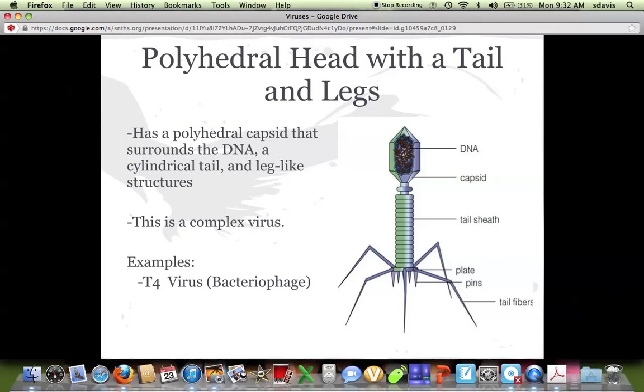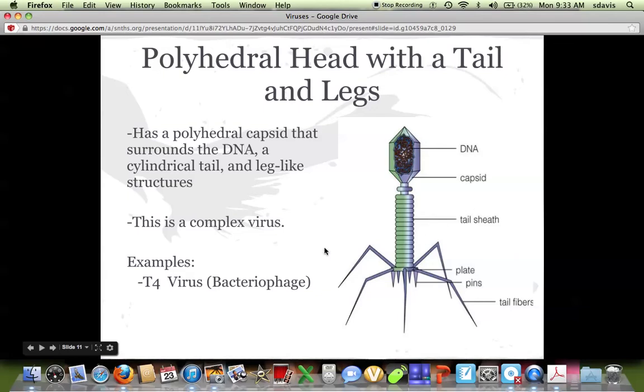That fourth and last structure, the polyhedral head with the tail and leg structure, has the polyhedral head, which you can see here, and the genetic material inside. In this case, it's DNA. And the head is the capsid in this case. And then it also has a tail sheath, which is cylindrical, and structures that look like legs. And the legs are the portion that would attach to the host cell, and then the genetic material would be injected into the cell. This is one of the more complex types of viruses.